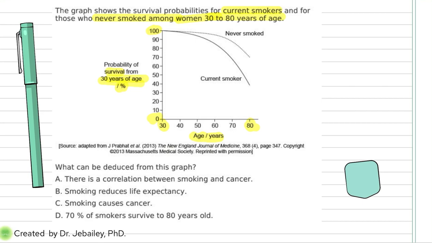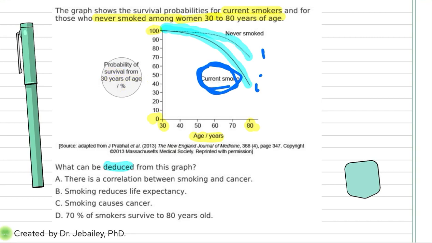If you look more closely, this is saying that as you get older, your chances of surviving drop if you're a current smoker. Also here, as you get older, your chances of surviving also drop. But between these two, you can see that the current smoker is dropping faster. So that means you have a higher chance of getting cancer if you're a current smoker. So this was just analyzing the graph. Now let's go to the possible options. What can be deduced after analyzing the graph?